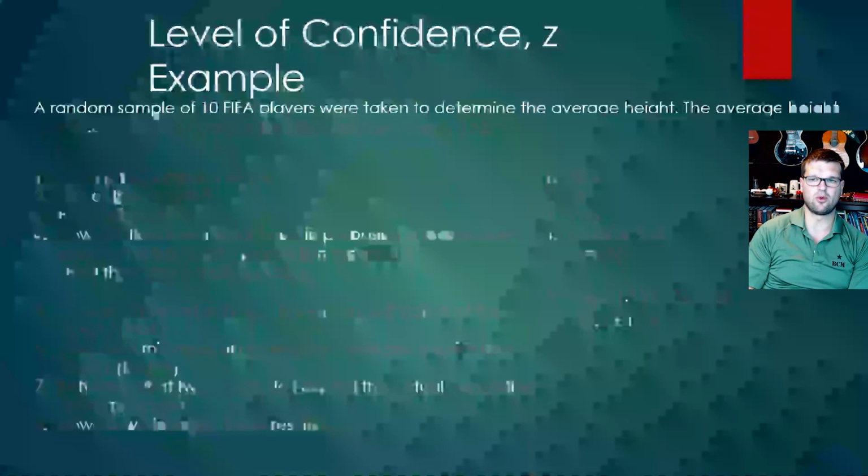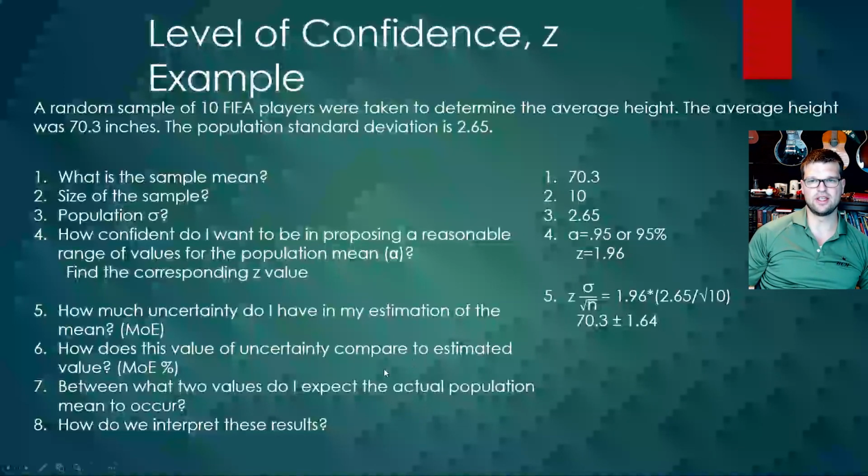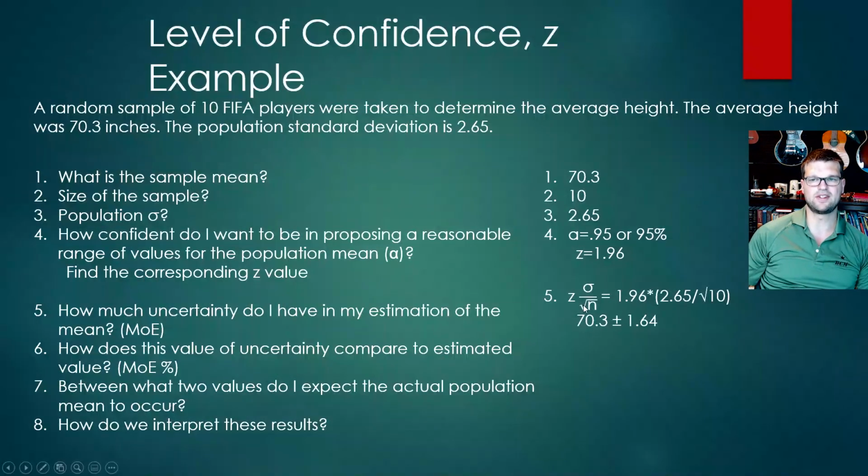The way that I got that is I took the z-value and I multiplied it by the standard error. So I take this z-value right here, multiply it by the standard error, which is the standard deviation divided by the square root of n, the square root of the number, which gives me 1.64. So this 1.64 is actually the margin of error.